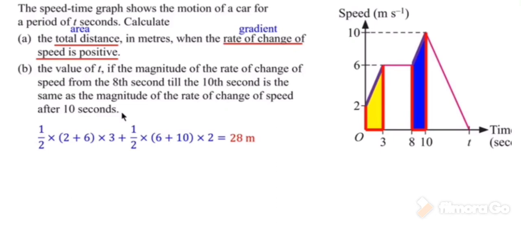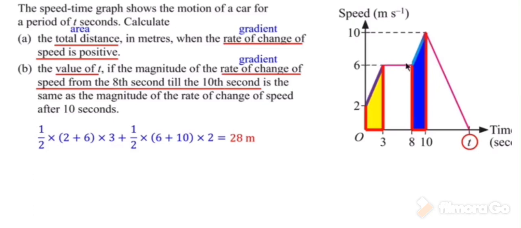Okay, now we highlight the keywords. Value of t. We want to find the value of t. t is bigger than 10. So later you must take t minus 10. Another keyword is rate of change of speed. Rate of change of speed means gradient. So we want the magnitude only. Magnitude means positive. For example, you have -5. So -5, the magnitude is 5. So for the magnitude of the gradient, we want a positive value only.